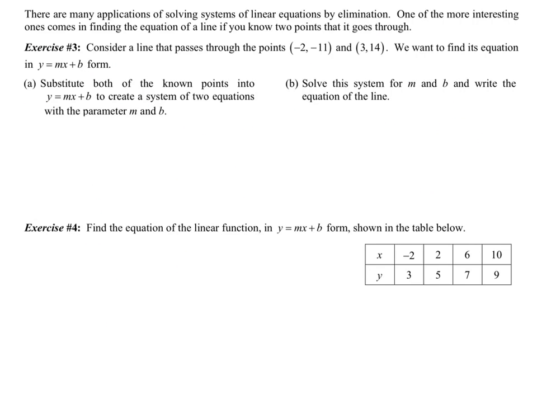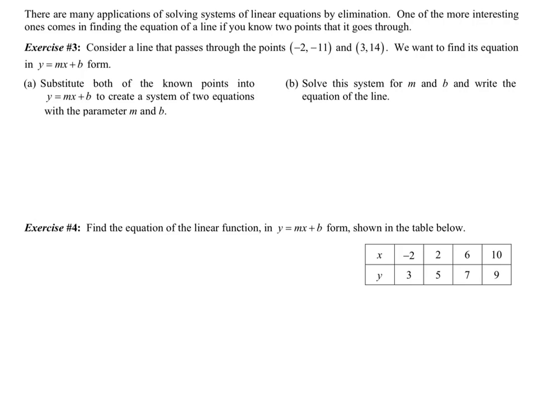There are many applications of solving systems of linear equations by elimination. One of the more interesting ones comes in finding the equation of a line if you know 2 points that it goes through. So consider a line that passes through the points -2, -11, and 3, 14. We want to find its equation in y equals mx plus b. So we're going to substitute both of the known points into y equals mx plus b to create a system of 2 equations with the parameters m and b.